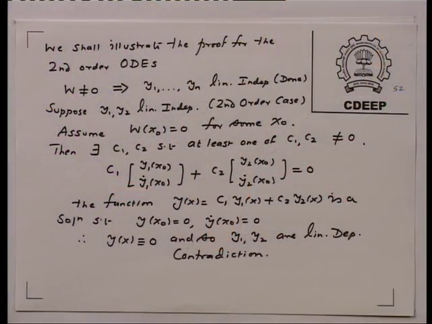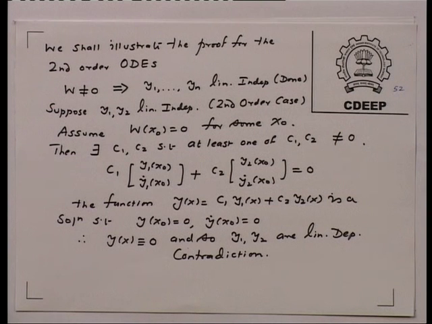So let us illustrate the proof by working with a second order ODE. We have already proved that the Wronskian not being 0 implies y1, y2, ..., yn are linearly independent. That is done. Half of it is done. The other half we will just do for the 2 by 2 case. The n by n case will follow very similarly. We need to do the energy business for the n by n case also. That is the way to do it.